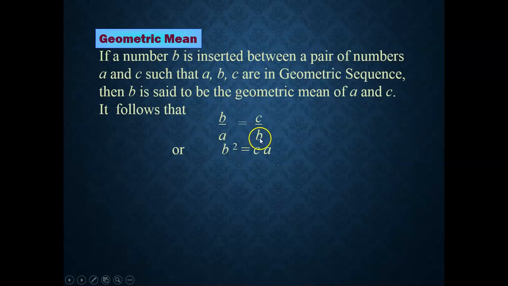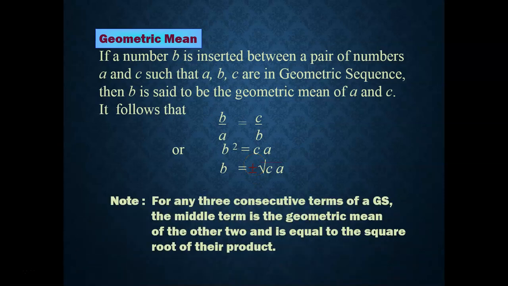We just changed this a little. The b is multiplied over to the left-hand side and the a is multiplied over to the right-hand side, and you get that b squared is equal to c times a. So b now equals the square root of CA, which also has the plus and the minus. So for any three consecutive terms of a geometric sequence, the middle term is the geometric mean of the other two, and it is equal to the square root of their product. CA is called a product, so the square root of CA is the square root of the product.